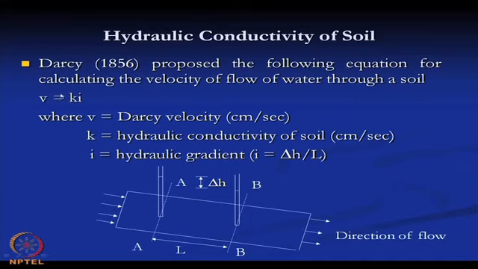So, what is the hydraulic conductivity? Now, if we consider I is equal to 1, then V becomes the Darcy's velocity, in centimeter per second. So, that means if I is equal to 1, K is equal to V. So, the hydraulic conductivity of the soil is the Darcy's velocity under unit hydraulic gradient. So, that means I is equal to 1.